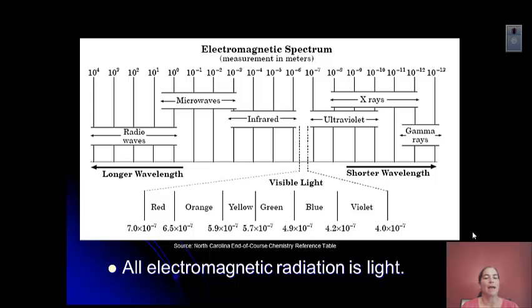So the first thing we need to look at is the electromagnetic spectrum. This is in your yellow packet. You should pull it out, pause if you need to, and just take a look at this so that you can see in front of you what it looks like. All types of electromagnetic radiation are light. And you can see, if you look at the visible light section, that it is really a very small part of the electromagnetic spectrum when you look at all the other types of light.